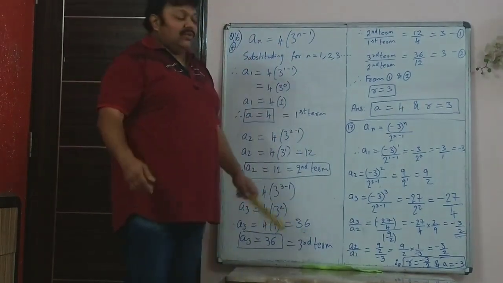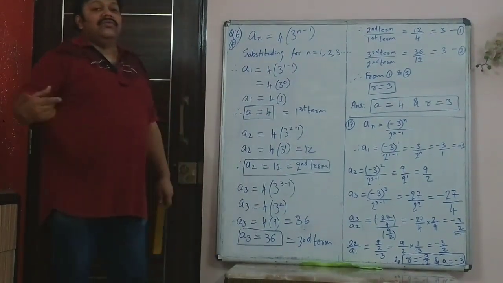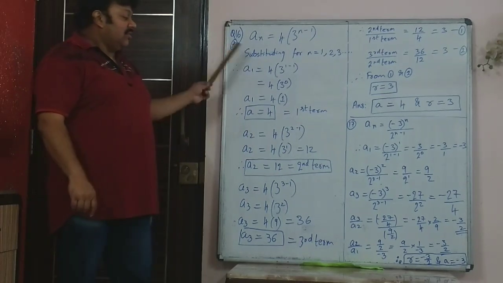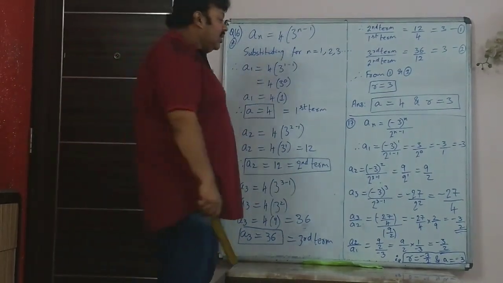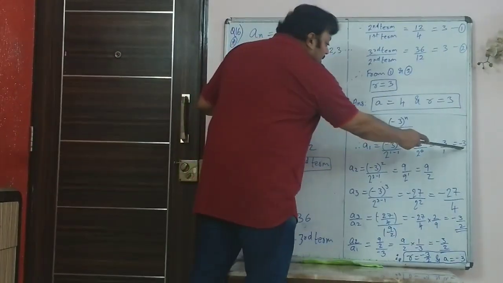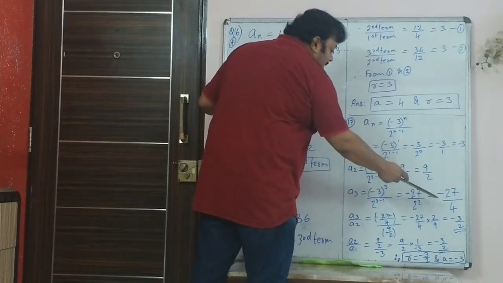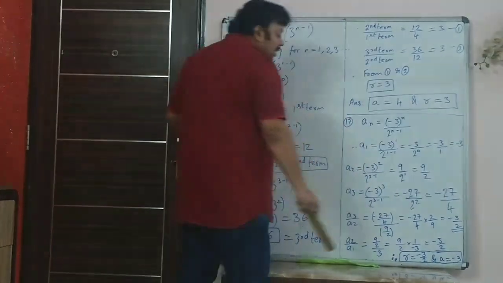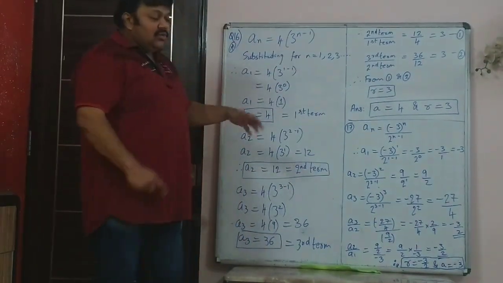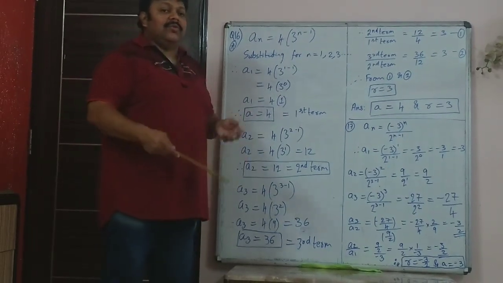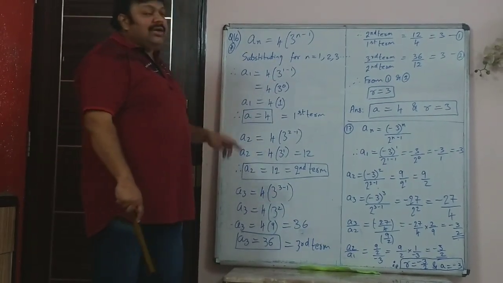But I have to do further in this sum. I have to find the first 3 terms. I have to write it down. Of course, you have already found the first 3 terms. That is minus 3, 9 by 2 and minus 27 by 4. So next step I will write that down before proceeding to the next sum.